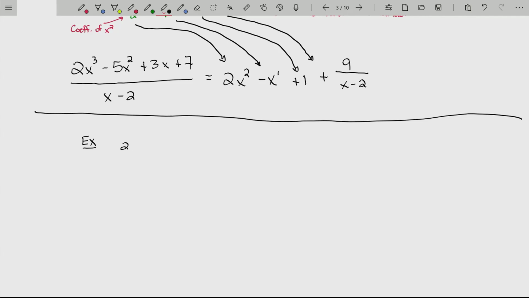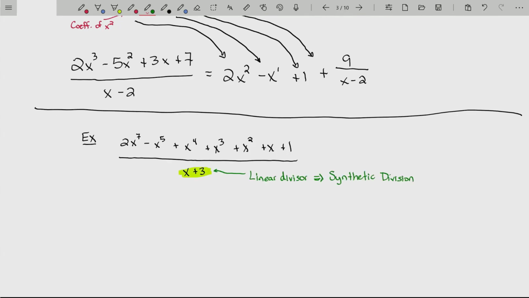You could just say like, let's say a 2x to the 7th minus x to the 5th plus x to the 4th plus x to the 3rd plus x squared plus x plus 1. I said don't go nuts in there. Look what I did. And let's divide that by x plus 3. Now, a little bit of fair warning. I just made this up, so it could be terrible. But that doesn't matter. What I'm going to do to use synthetic division, the fact that it is a linear divisor, that tells me I can use synthetic division.